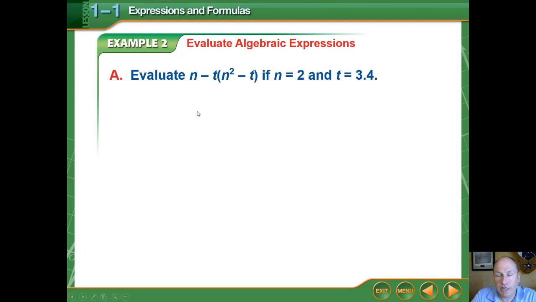Okay, let's look at another example, evaluating the algebraic expression n minus t times the quantity n to the second power minus t, given that n is equal to 2 in this situation and t is equal to 3.4. Of course, just to chime in, the power of variables is such that we can define them to be anything we want, and so it can change from situation to situation.